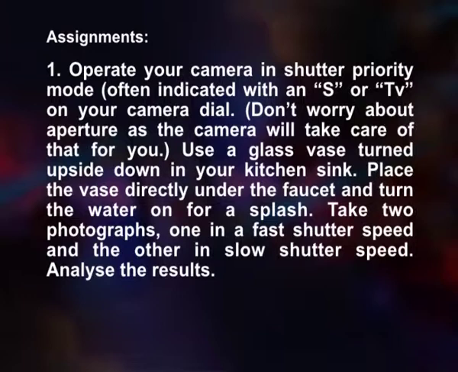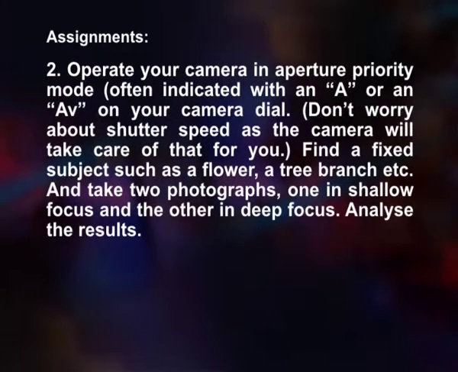Analyze the results. 2. Operate your camera in aperture priority mode, often indicated with an A or an AV on your camera dial. Don't worry about shutter speed, as the camera will take care of that for you. Find a fixed subject such as a flower, a tree branch, etc. and take two photographs, one in shallow focus and the other in deep focus. Analyze the results. Now we provide you with some references for your further reading.